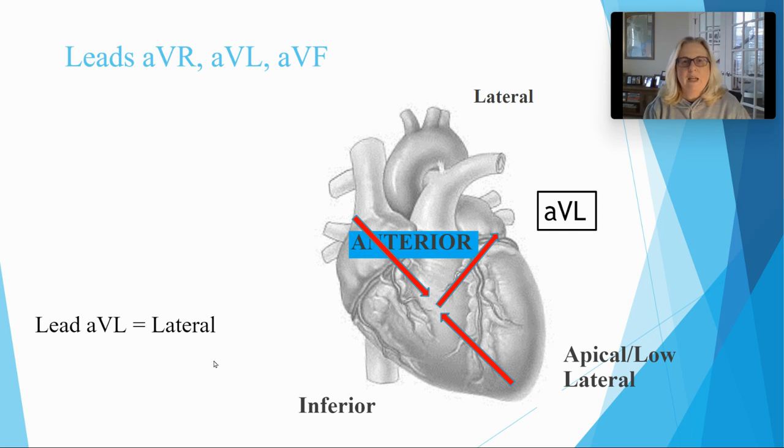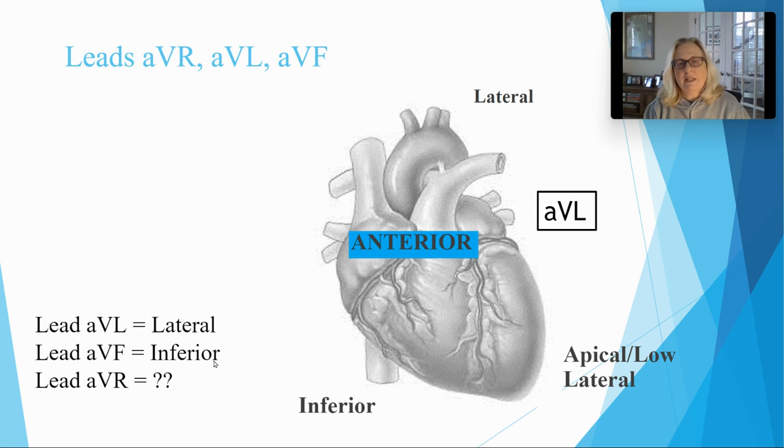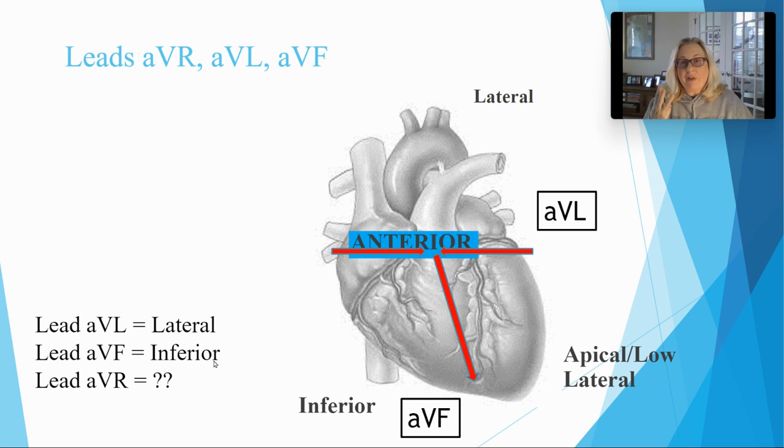All right. Next one we're going to do is AVF. So AVF goes to the foot, right? Remember AVF went to the foot? So since AVF goes to the left foot, it's also inferior. So we have three that end up inferiorly. We have lead 2, lead 3, and AVF all land at that left foot. That means it's going to the inferior region of the heart.